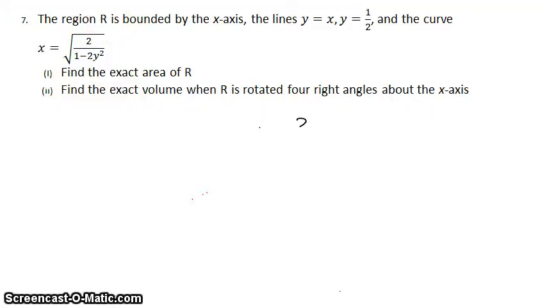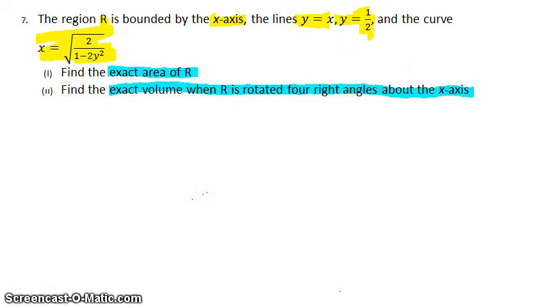Question 7 gives us a region R which is bounded by the x-axis, the lines y equals x, y equals a half, and the curve x equals the square root of 2 divided by 1 take 2y squared. From this we need to do two things. Firstly we need to find the exact area of R, and then secondly we need to find the exact volume when R is rotated 4 angles about the x-axis.